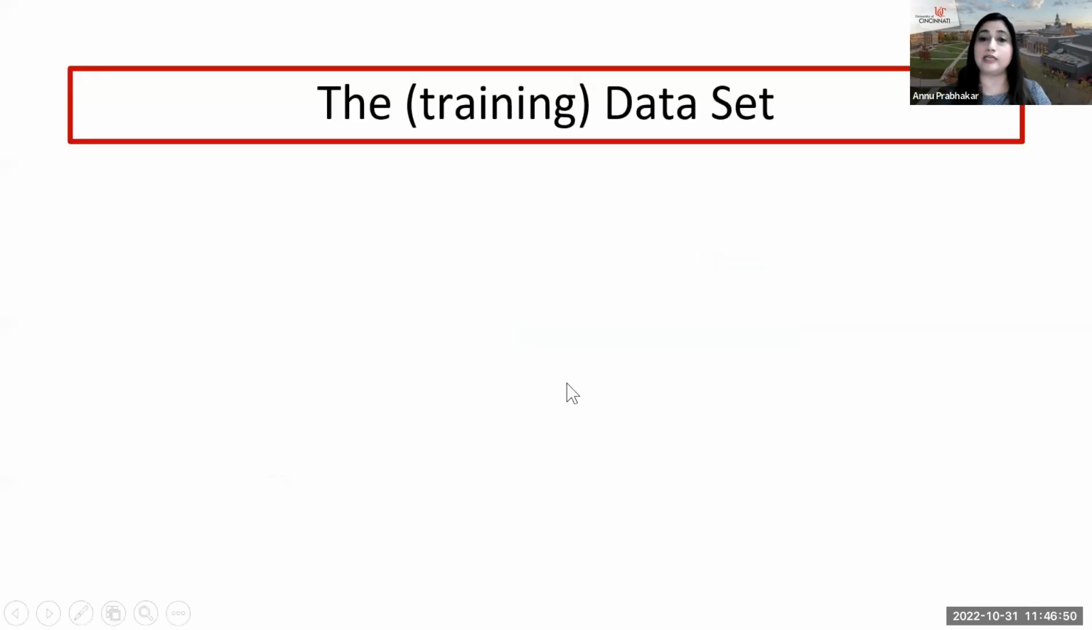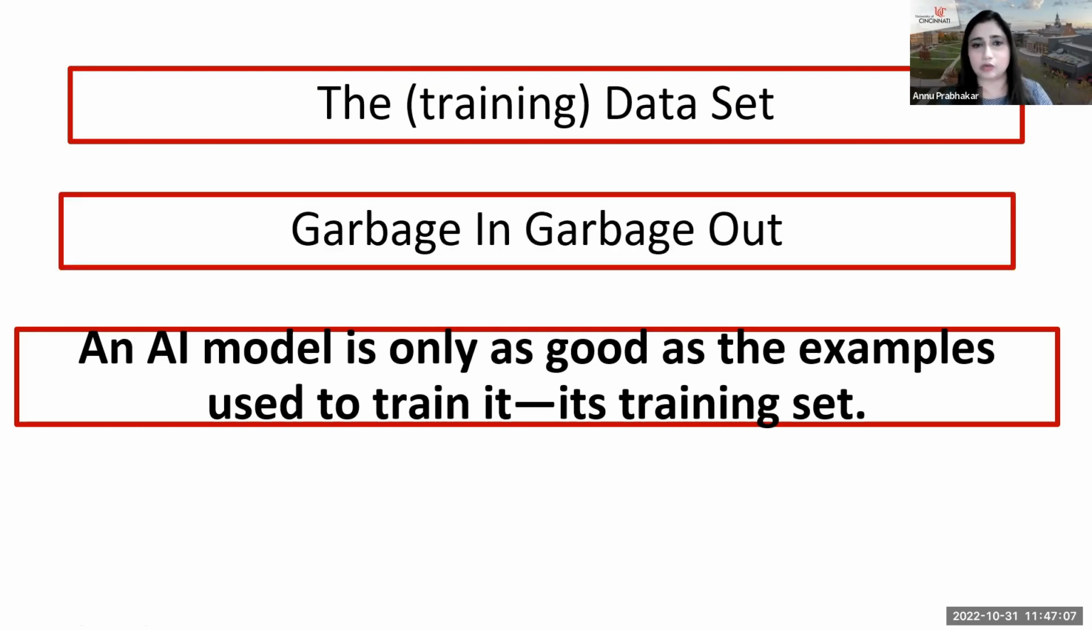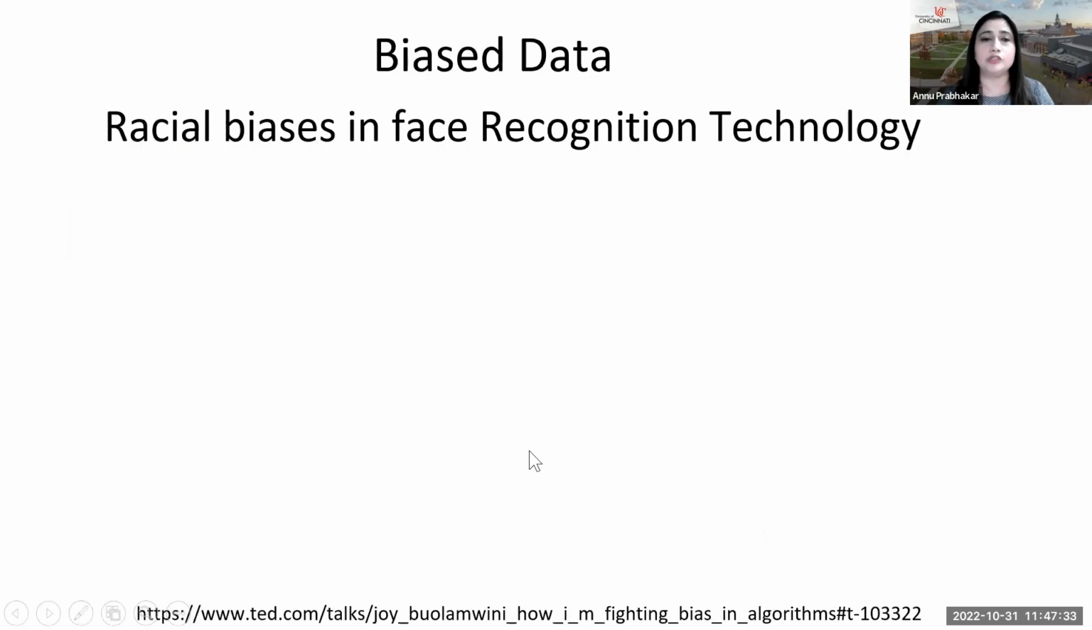The training data set is very, very important. An AI model is only as good as the examples we use to train it. In data science and computer science, there is a saying: garbage in, garbage out. That means if you give bad data, the algorithm will output bad classification or prediction. The data can be incomplete, incorrect, missing, or biased. I don't have time to go into all these aspects, but if the child didn't learn about other kinds of animals, she may not know how to classify them.